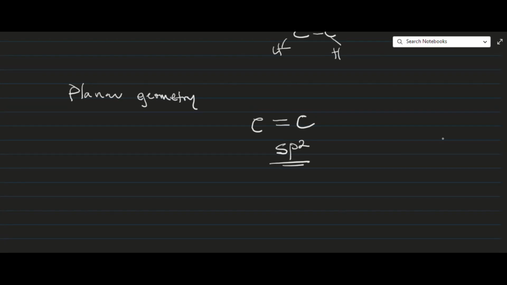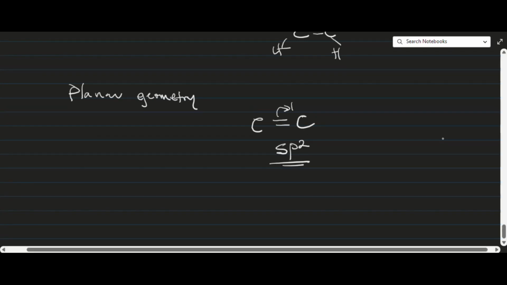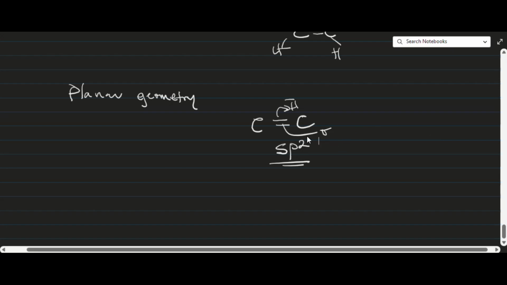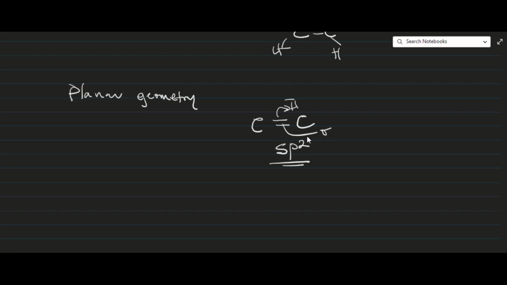Now, remember, we said it contains one pi bond, and the double bond means a pi bond and a sigma bond. The pi bond is weaker than the sigma bond. So the sigma bond is strong, and the pi bond is weak. The pi bond is formed by the sideways overlap of p orbitals.